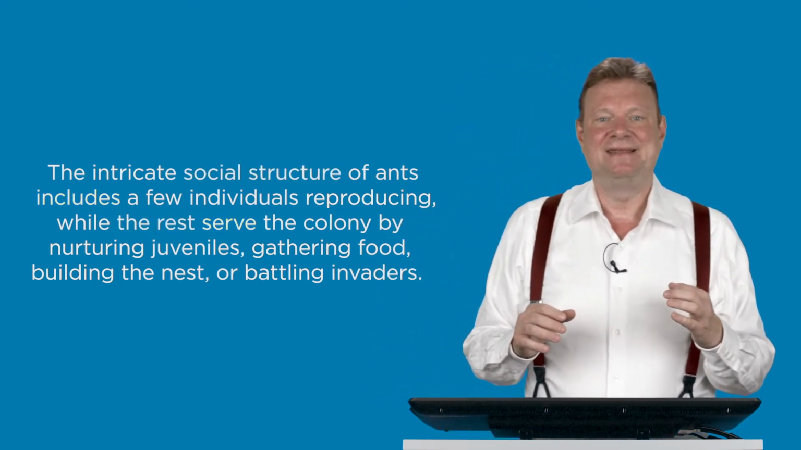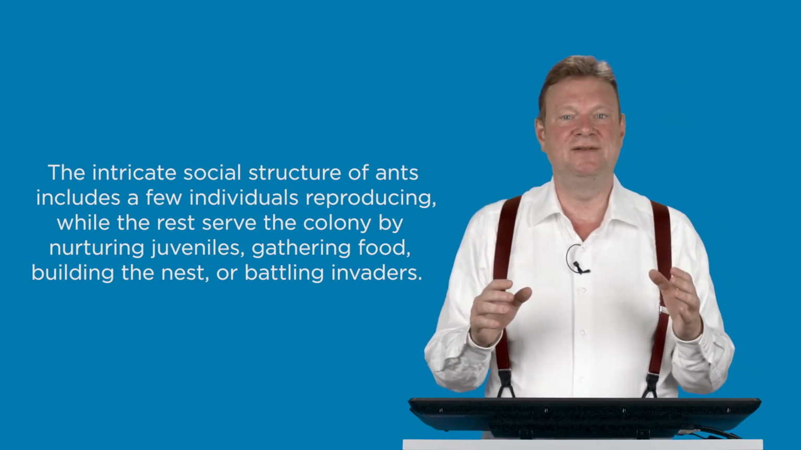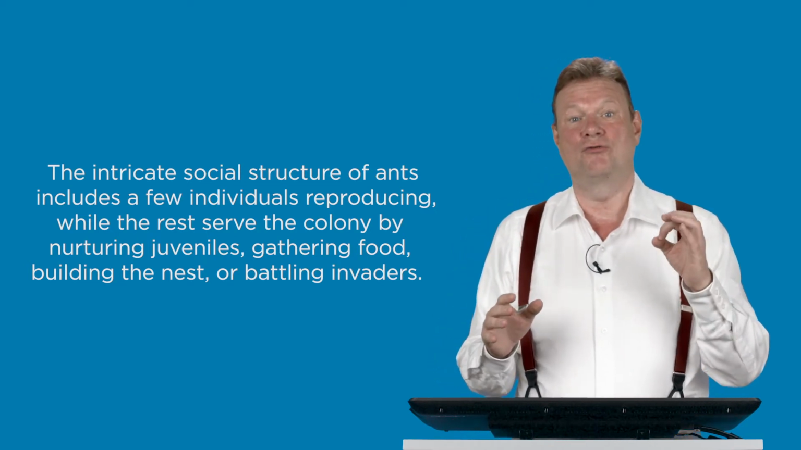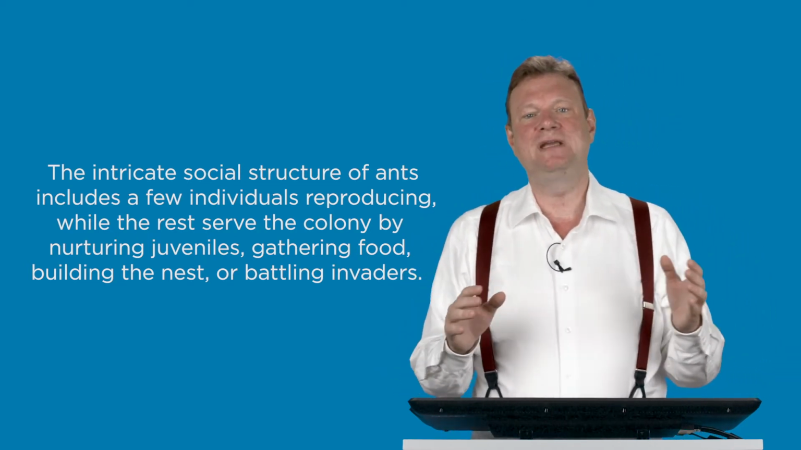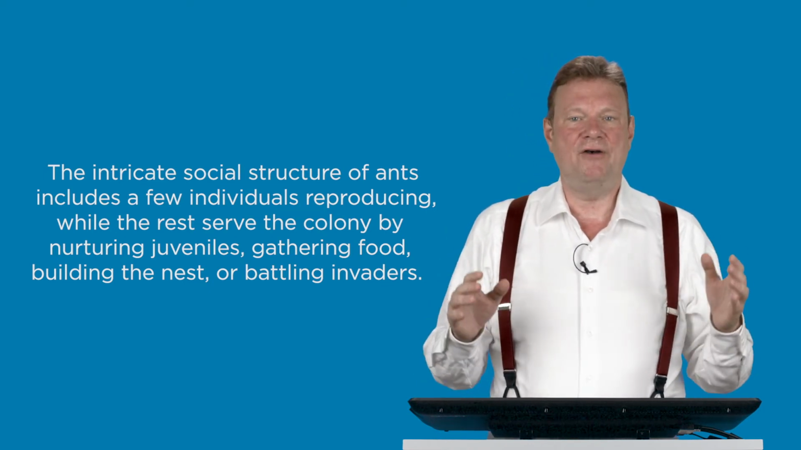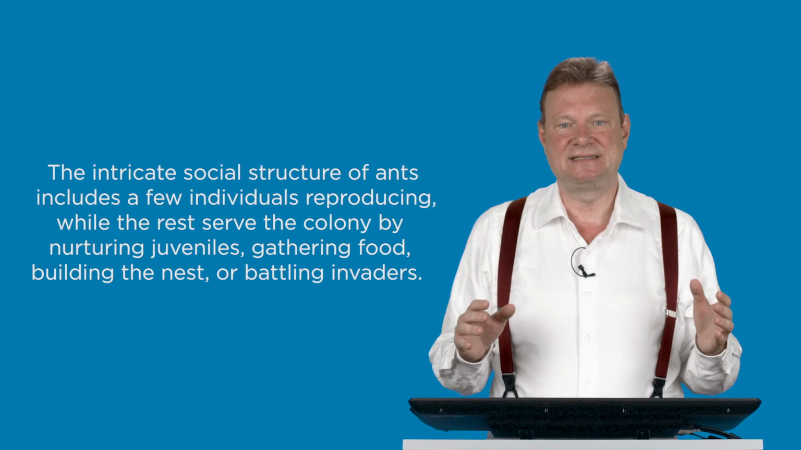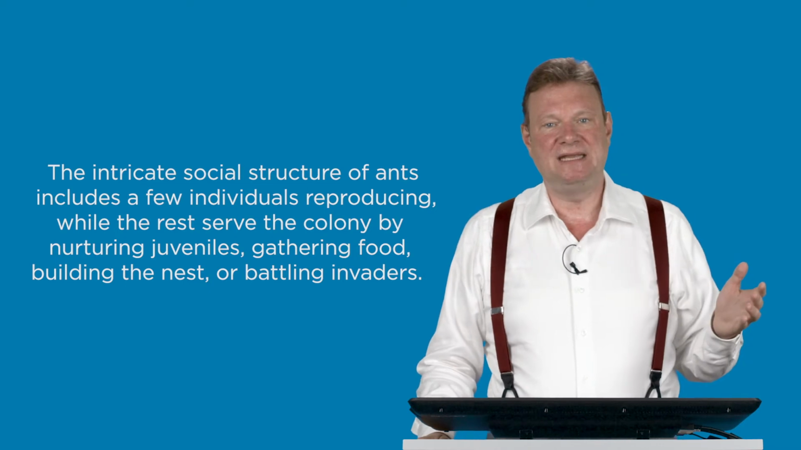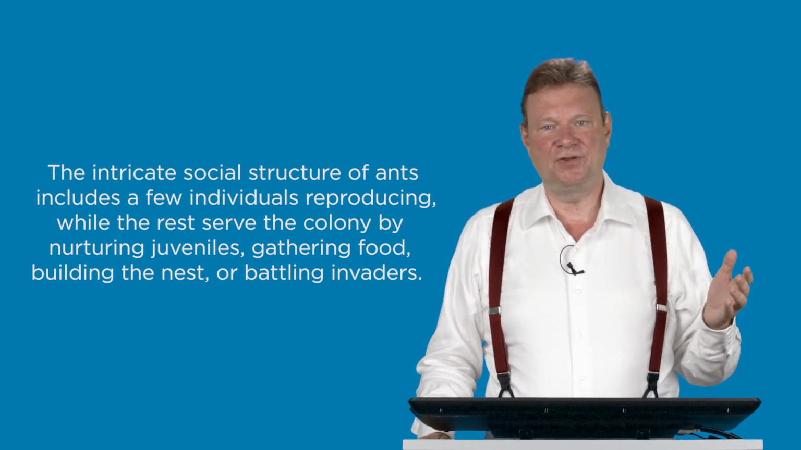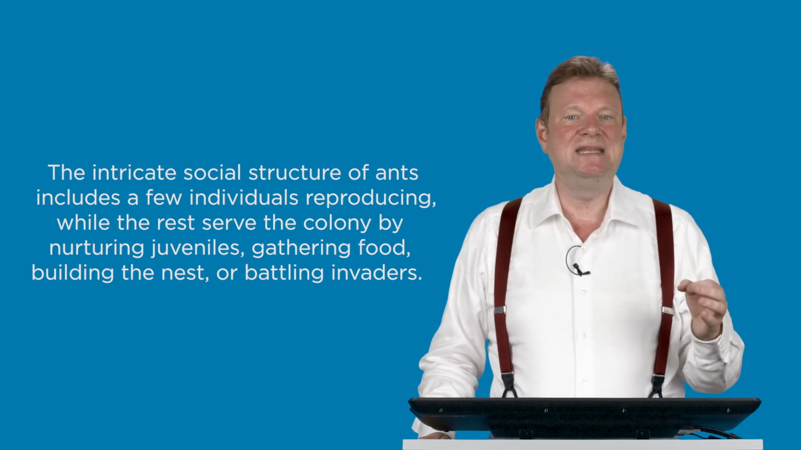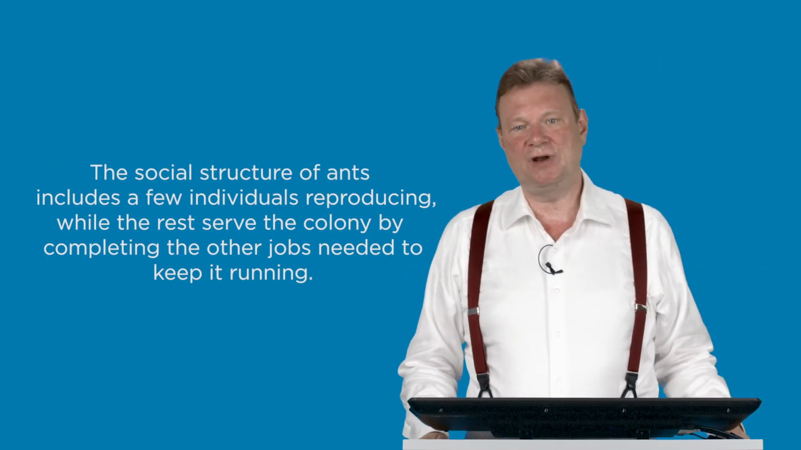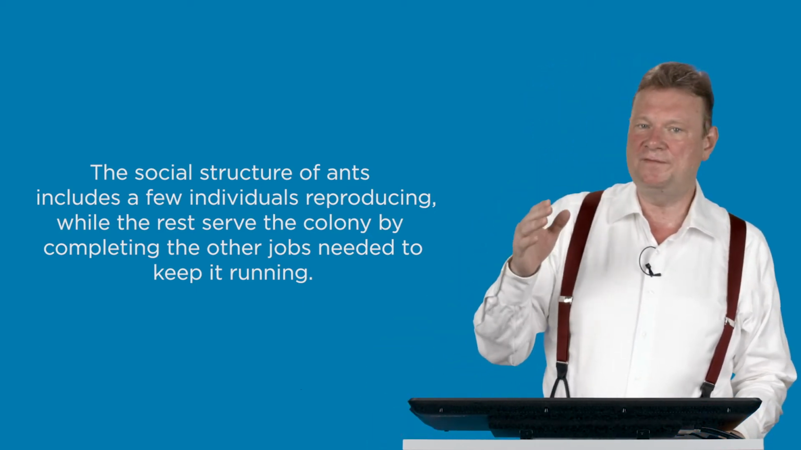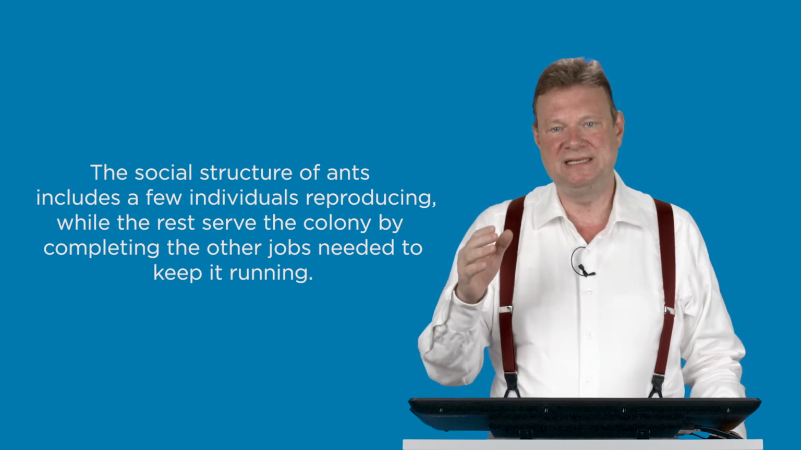The first one is that the social structure includes individuals who reproduce. The second is that the majority, or the rest, does the other jobs needed to keep the colony running. Now I have paraphrased my understanding of the sentence. The specific jobs listed are interesting, but not imperative to the meaning. When looking at answers for this question, I want to keep in mind that the meaning should still convey the social structure of ants includes a few individuals reproducing while the rest serves the colony by completing the other jobs needed to keep it running.